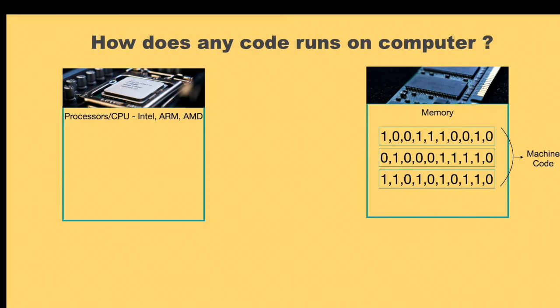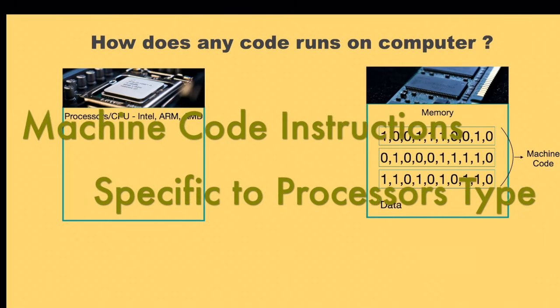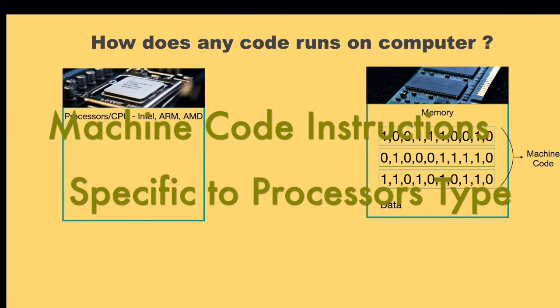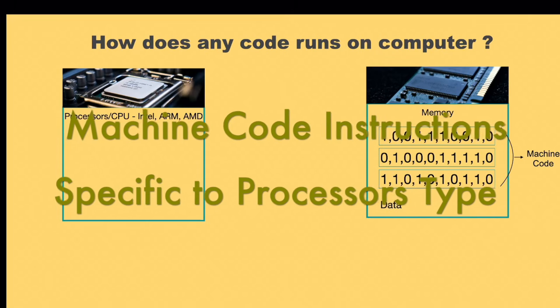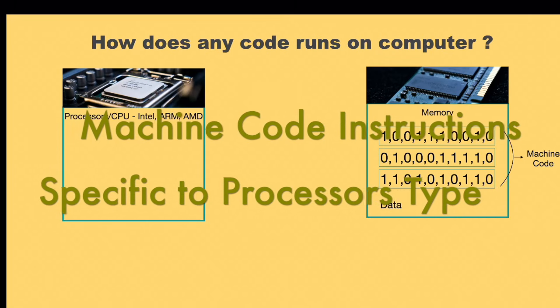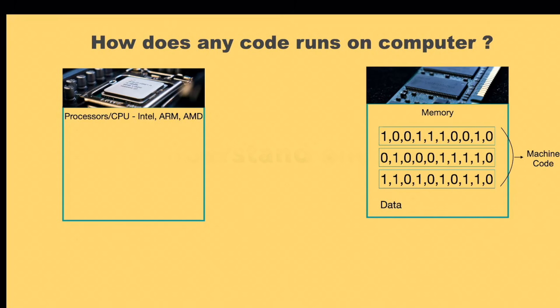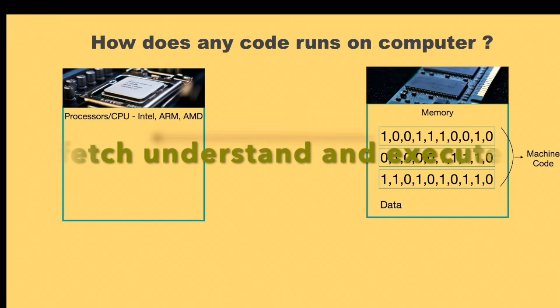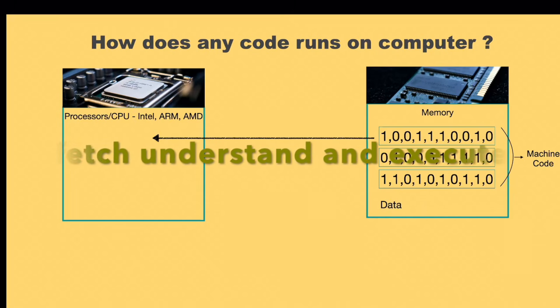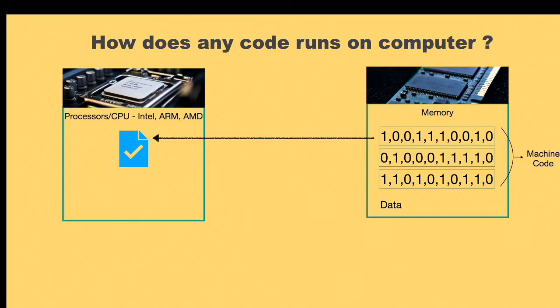Other than instructions, memory also stores data. By the way, these instructions are specific to the type of processor. For example, instructions will be different for Intel, AMD and Mac. Here, the processor's job is very simple. It fetches the instructions one by one from memory, understands them and executes them. Hope up to this you are clear.